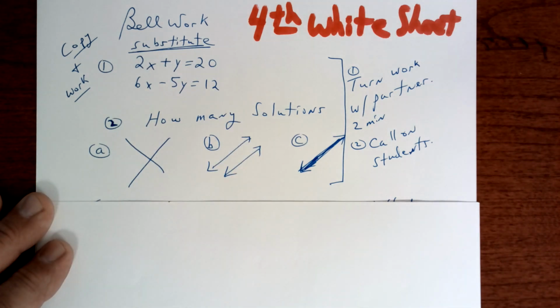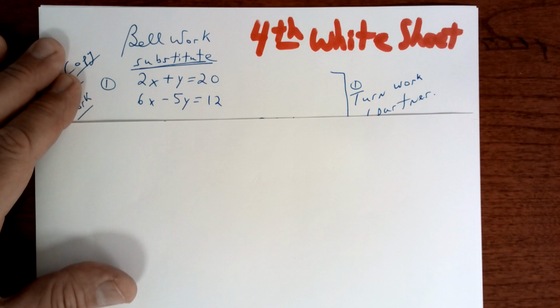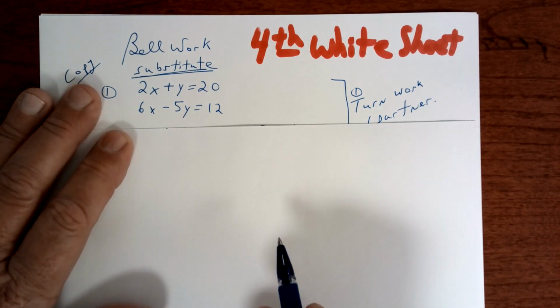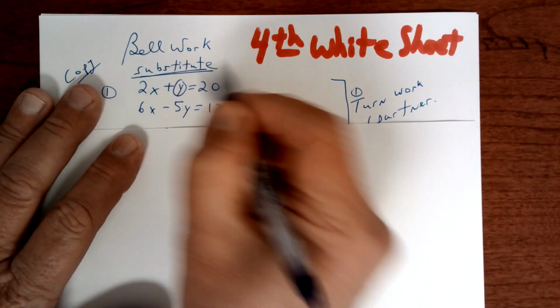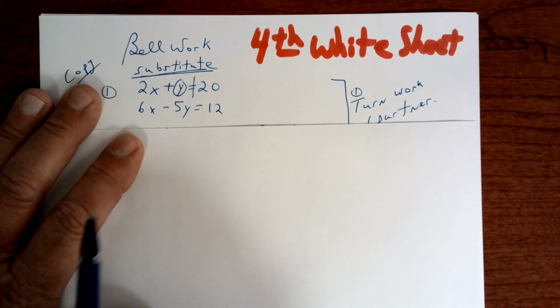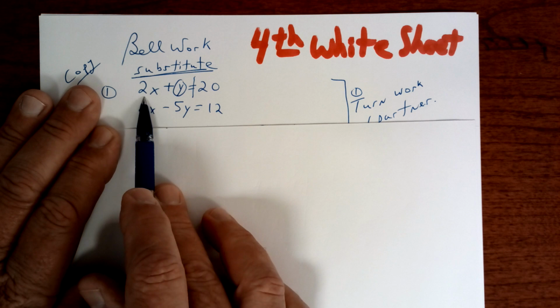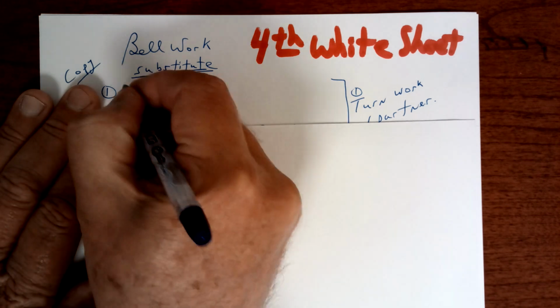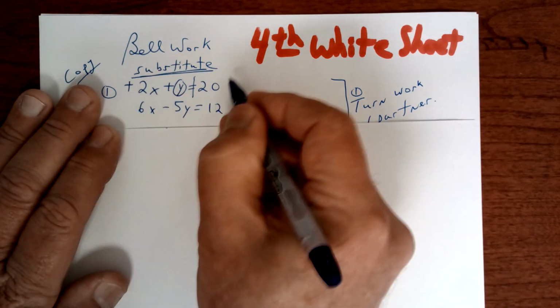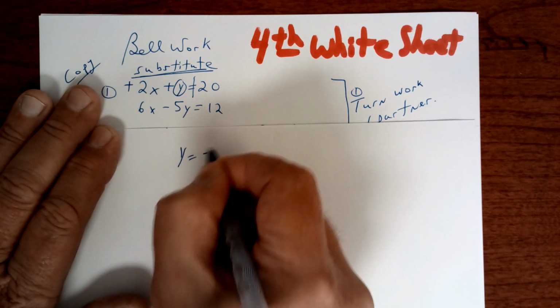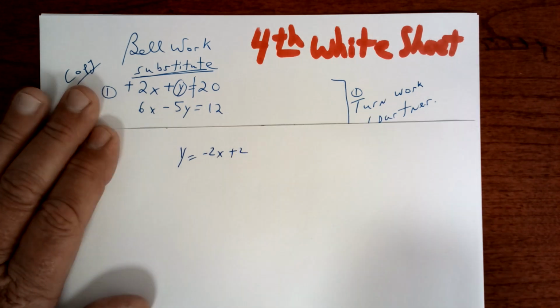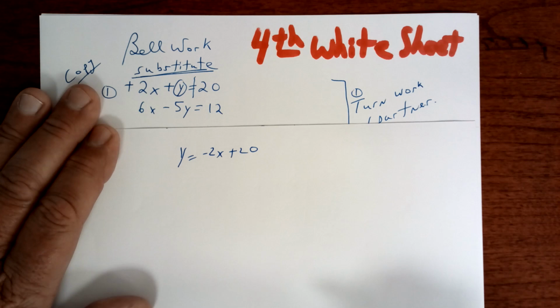So in this case, what you want to do is try to get one of these by itself. I'm going to get y by itself. That's your best choice because these have numbers in front of them, right? So I'm going to move the 2x to the other side. It's a plus on this side, but when it goes to the other side, it becomes a negative. Okay? Now, once you get this, that's going to be your y.